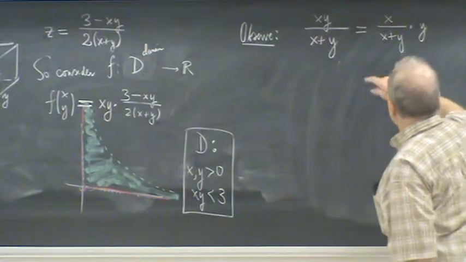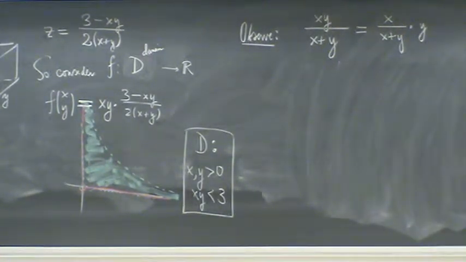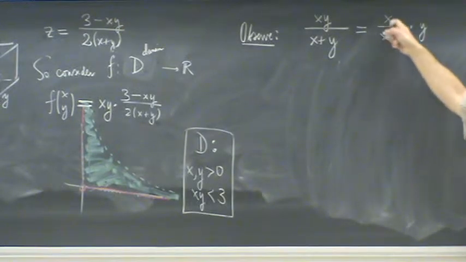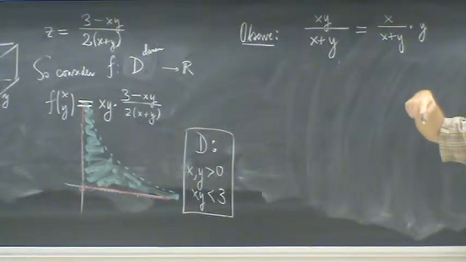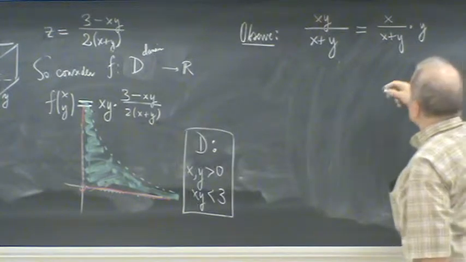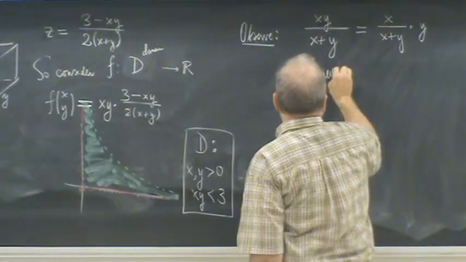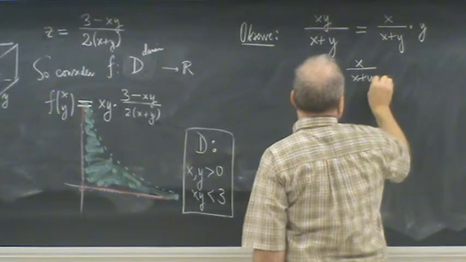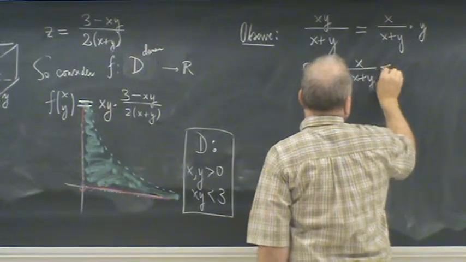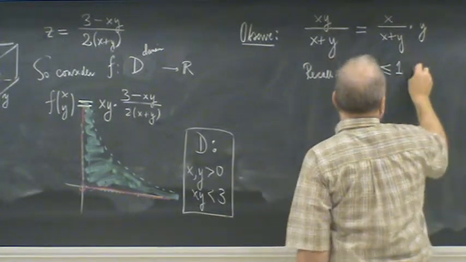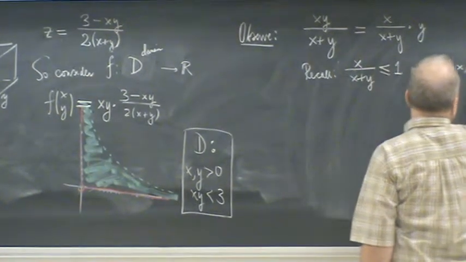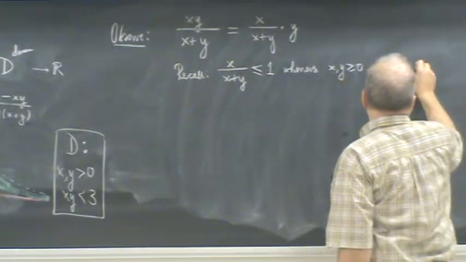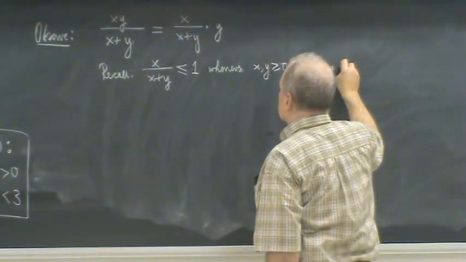And what if x and y are positive? What can you tell me about this fraction? Less than... top goes to 0. No. It can only be 1. Oh, yeah. It's at most 1, less than or equal to 1. So notice that x over x plus y is actually less than or equal to 1 whenever x and y are greater than or equal to 0, and one of them is non-zero.